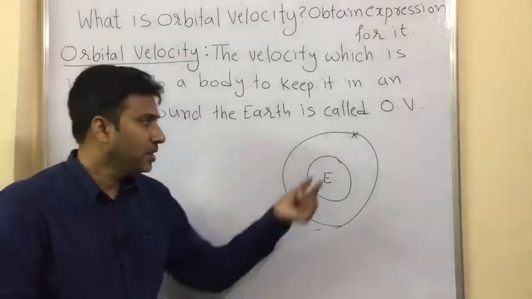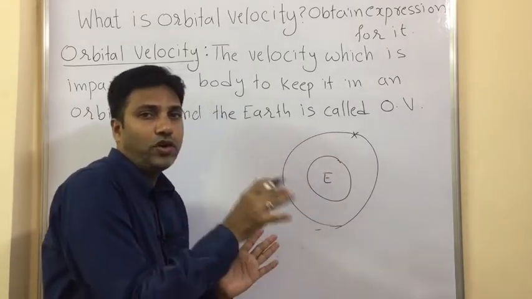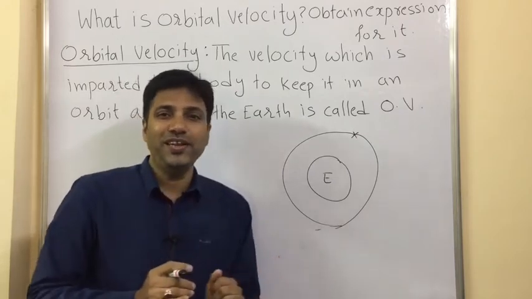So simple. This is a satellite. We want this satellite to revolve around the Earth. For that, it requires some velocity. That velocity is called orbital velocity.